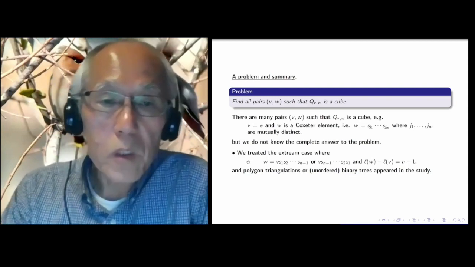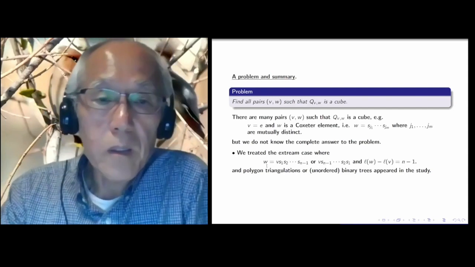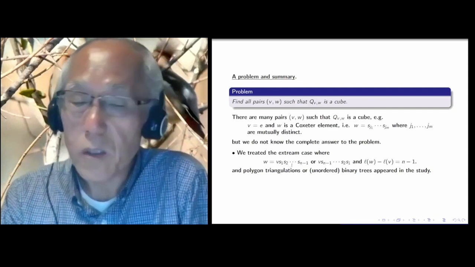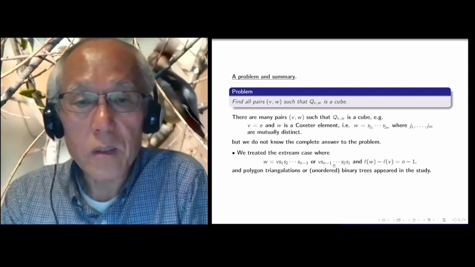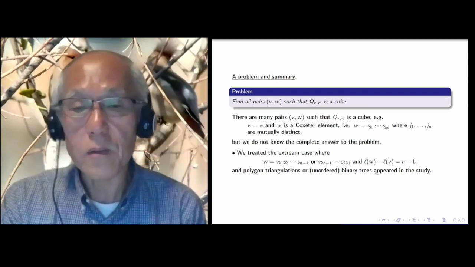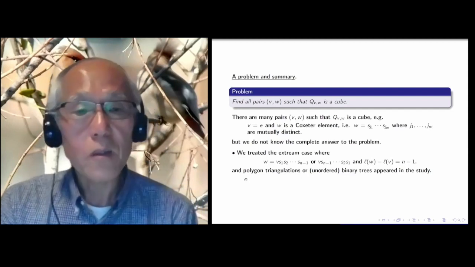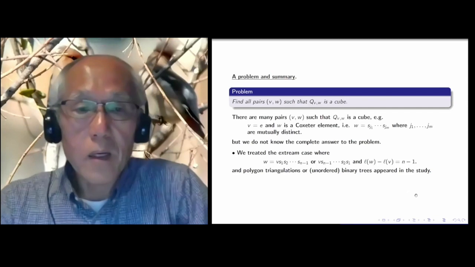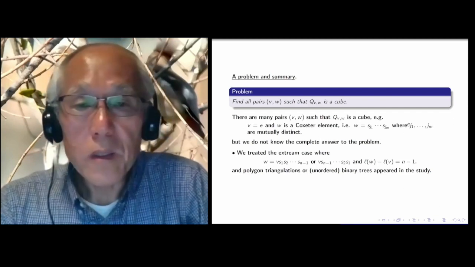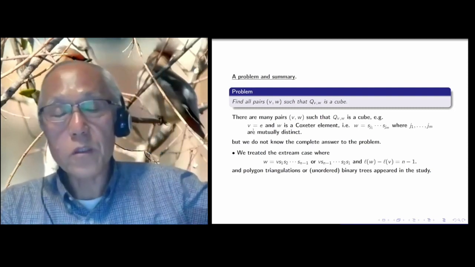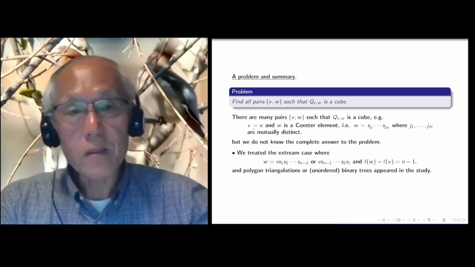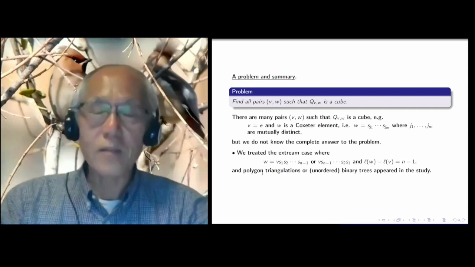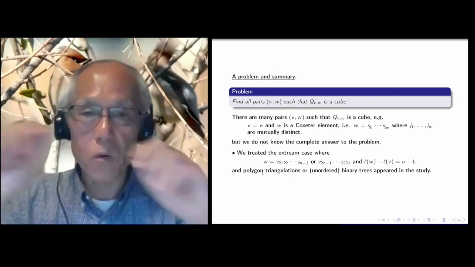And what we did is treat a very special, extreme case: w is v times s_1 times s_2 and so on up to s_{n-1}, these being simple reflections, transpositions, or v s_{n-1} times ... times s_2 times s_1. And the difference of length is n-1. In this case, polygon triangulations or unordered binary trees appeared. But in other cases, since I don't have time, in the case of toric Schubert varieties, a directed path appears in the classification.